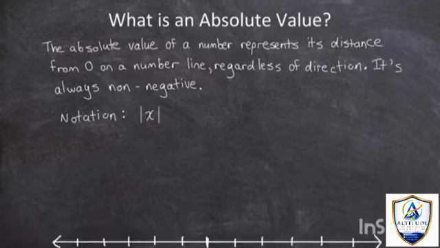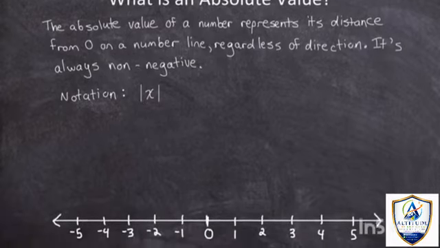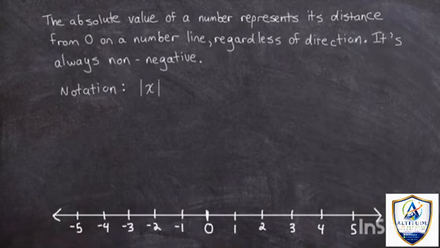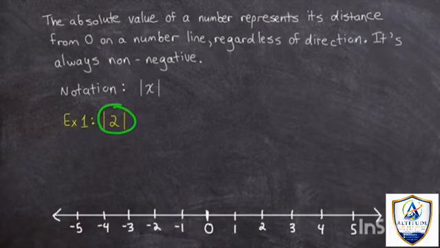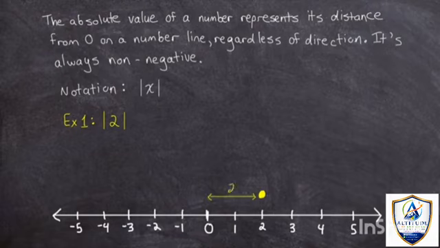So let's have a look at a number line and figure out the absolute value of a couple different numbers. For the first example, we need to find the absolute value of 2. To visualize its absolute value, I'm going to plot 2 on a number line and then find the distance from that point to 0 regardless of direction. Notice that point is 2 units away from 0, which means the absolute value of 2 is 2.